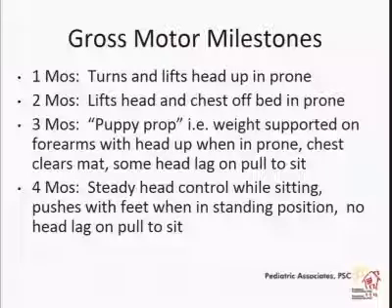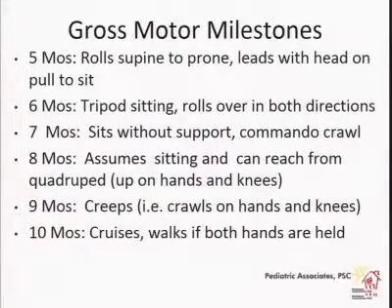A 4-month-old, on the other hand, will have steady head control when you place them in a seated position. If you try to get them to stand, they'll generally try to stand up on their legs, and they will typically not have head lag. They'll keep themselves planar. They'll hold their head stable. And a 5-month-old will roll supine to prone, and they lead with their head. So when you go to do a pull to sit maneuver, they'll actually pull their head forward and kind of tuck it in as you go to sit them up.